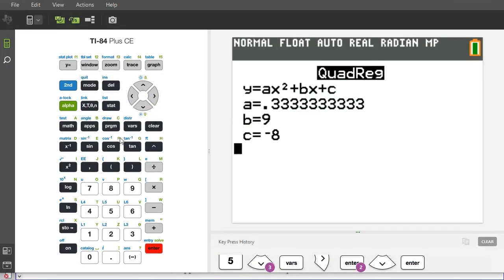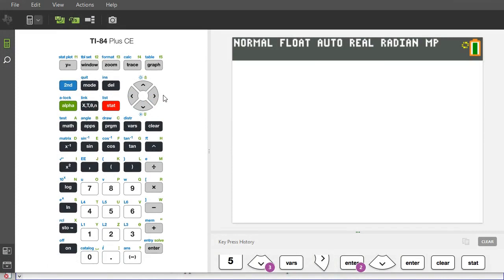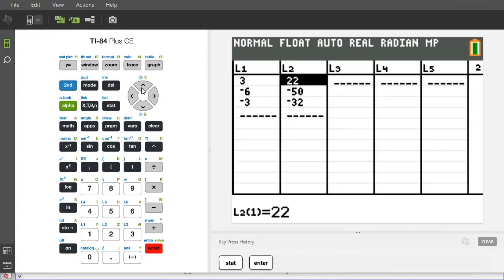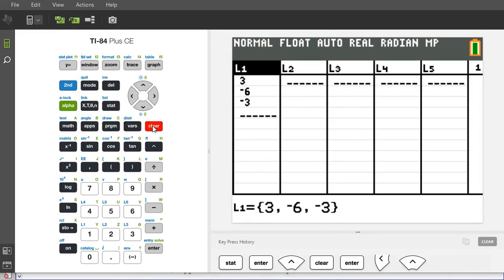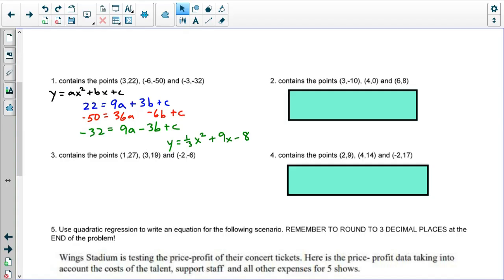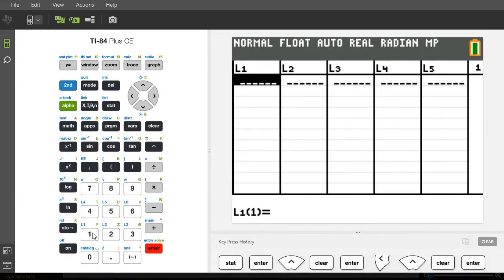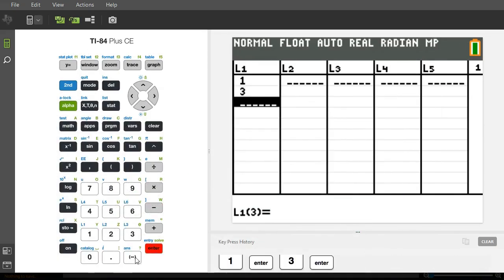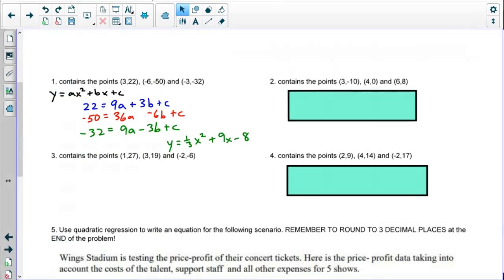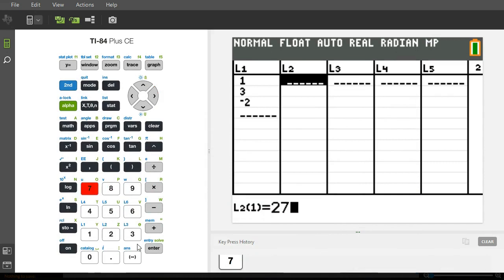I'll do the same thing for problem 3. So if I go to my calculator, I hit stat, edit. I'm going to clear out the answers that I have. And then I will type in 1, 3, -2 for my x's. And then the y values that correspond with those are 27, 19, and -6.